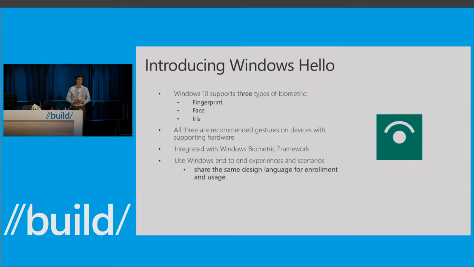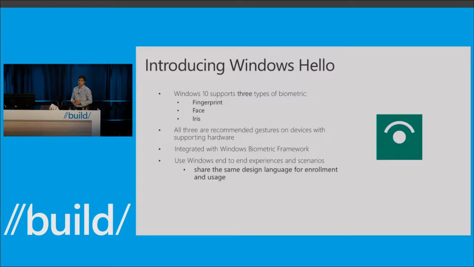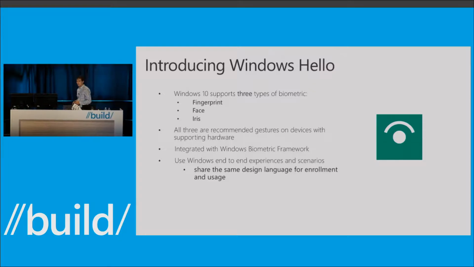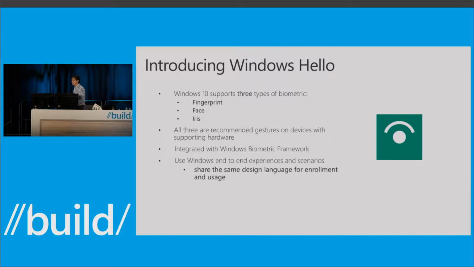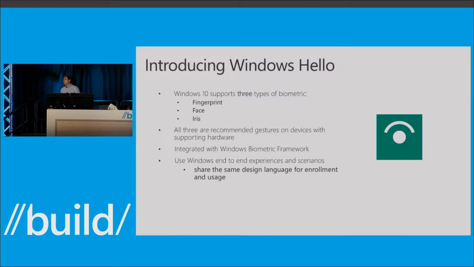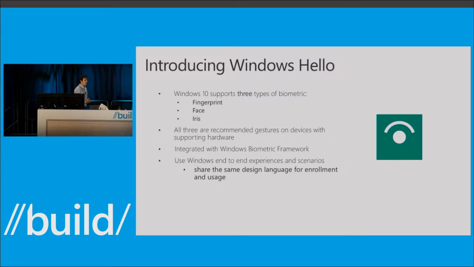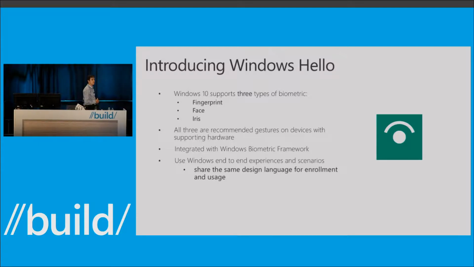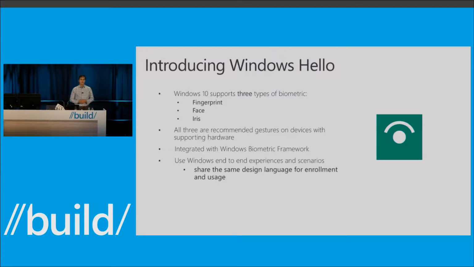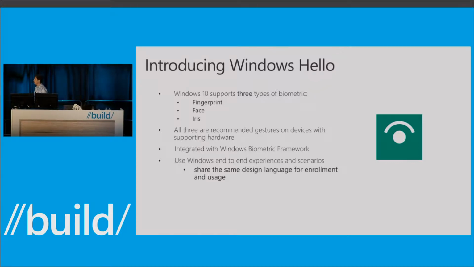The security of Windows Hello comes from a technology called Microsoft Passport, which I will talk about in the second part of the presentation. Suffice to say that Windows 10 supports 3 types of biometrics: fingerprint, face, and iris. All these 3 are recommended on all the devices with the supporting hardware.